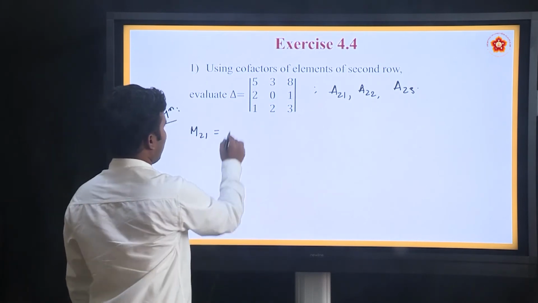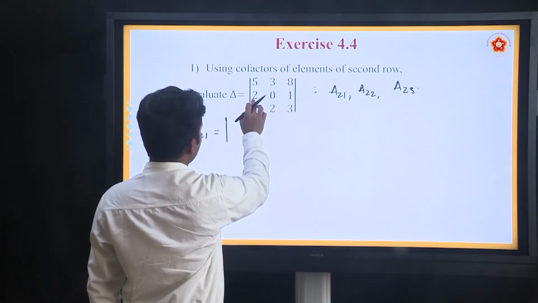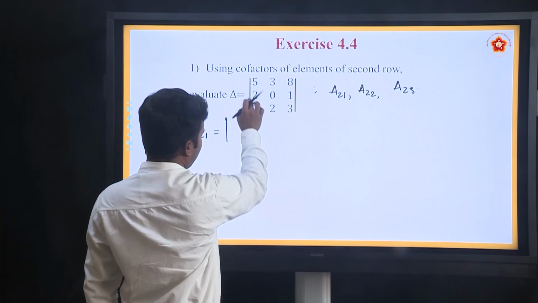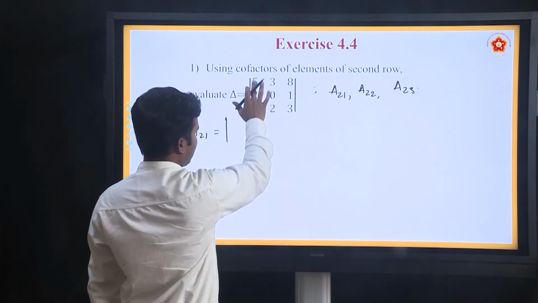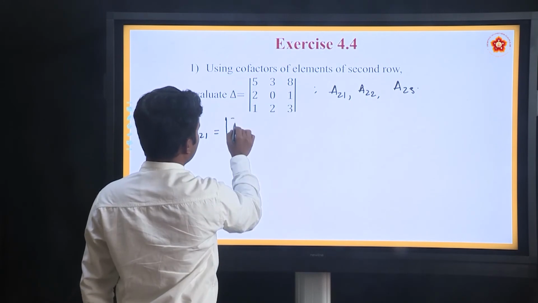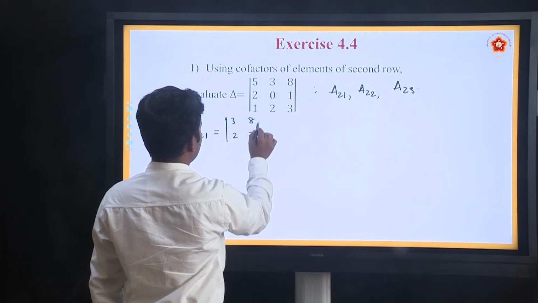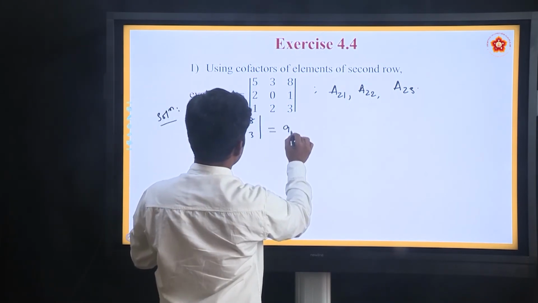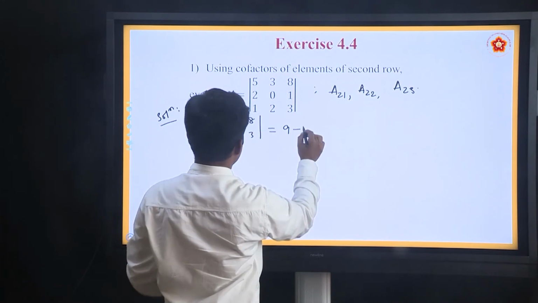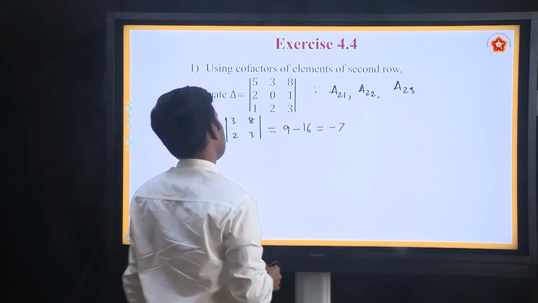Now, we can find that. M21 can be evaluated as, you just delete the row and column where A21 lies, that is the second row and first column. So, what you are going to have is 3, 8 and 2, 3, fine. Which is equal to 3 into 3 is 9 minus 8 into 2 is 16. So, 9 minus 16 is minus 7.